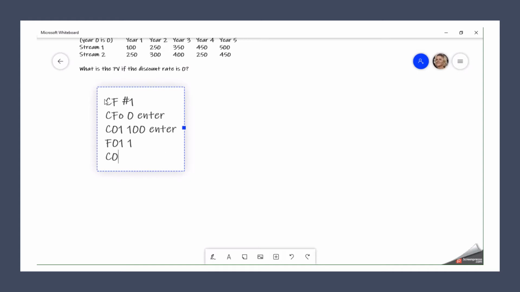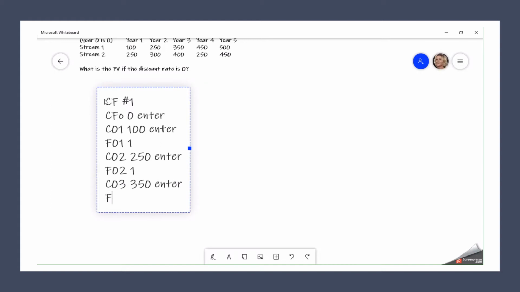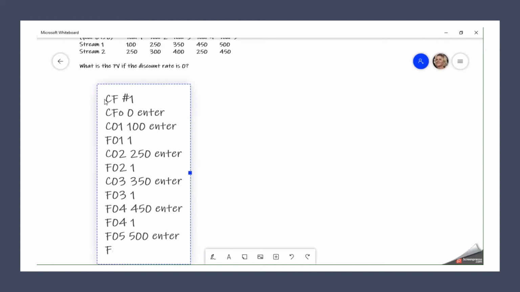Then your second cash flow is 250. Push enter. Frequency of 1. Your third cash flow is 350. Push enter. That frequency is also a 1. Your fourth cash flow is 450. Push enter. That frequency is a 1. And then your fifth cash flow is 500. Push enter. And that is also a 1. So again, you'll put that all directly into your calculator.